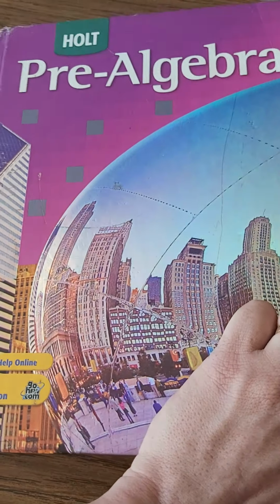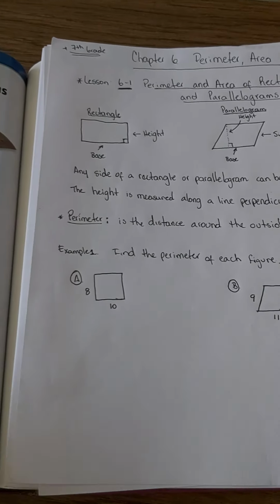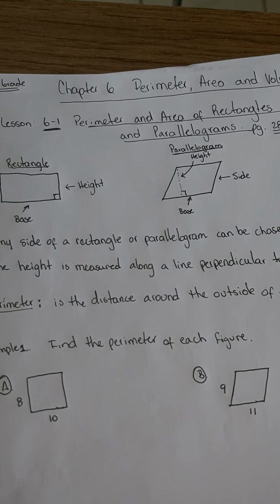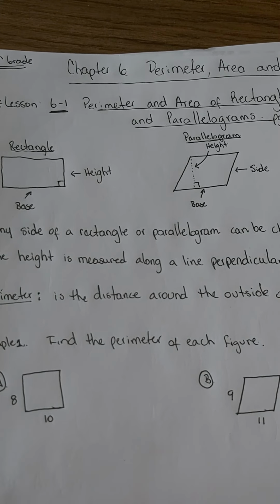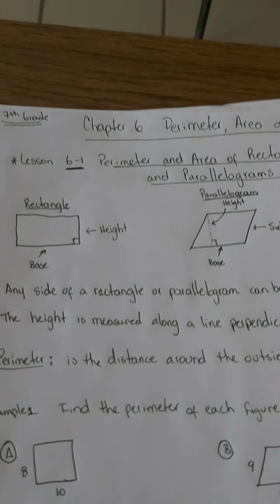Hey, seventh grade. We're going to be starting the new chapter, chapter 6, perimeter, area, and volume. And today's lesson: perimeter and area of rectangles and parallelograms.